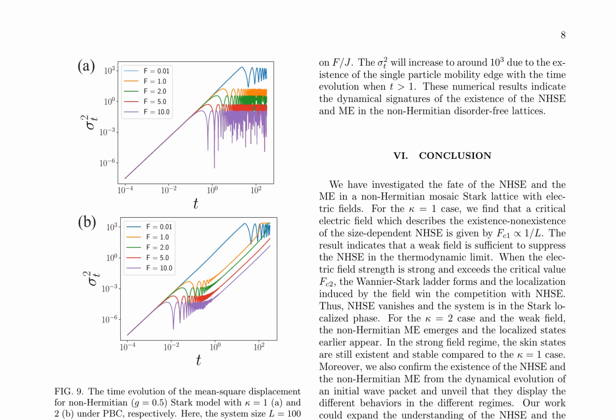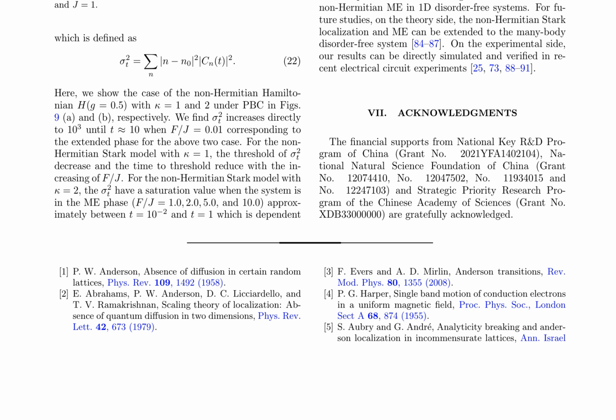As f, j increases, the threshold of sigma squared, t, decreases, and the time to threshold reduces for kappa equals 1. In contrast, sigma squared, t, saturates when the system enters the MBL phase for kappa equals 2. The study identifies a critical electric field, FC1, which marks the existence or non-existence of the size-dependent NHSE. Moreover, a weak electric field is sufficient to suppress NHSE in the thermodynamic limit.